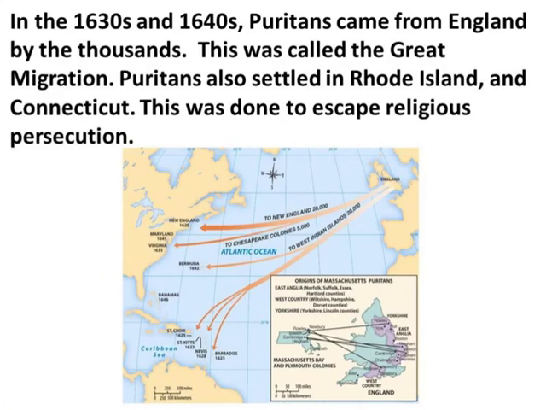In the 1630s and 1640s, Puritans came from England by the thousands. This was called the Great Migration. Puritans also settled in Rhode Island and Connecticut. This was done to escape religious persecution. Now, if you look at this illustration, you can see Puritans came from England and settled here. 20,000 of them came to New England in the Great Migration.